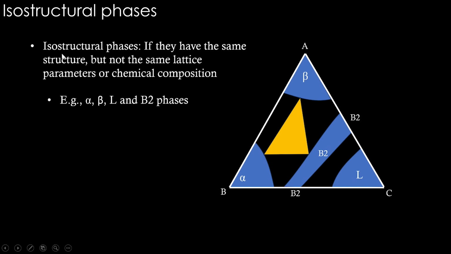You see here, isostructural phases are these: if they have the same structure but not the same lattice parameter or chemical composition. You see here there is an ABC system, and the alpha phase is a B-rich solid solution. It is there in this BC binary side. It is also there in the BA binary side, right?